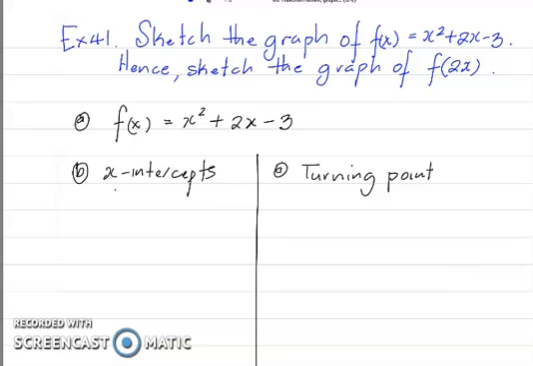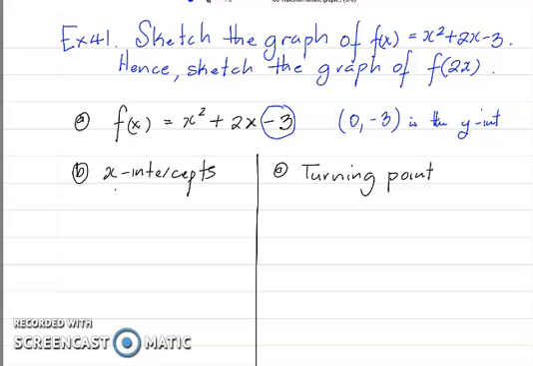So let's start by identifying the y-intercept. Remember, once a function is in this form, the number at the end is the y-intercept. So 0, minus 3 is the y-intercept. This graph is going to cut the y-axis at 0, minus 3. It's going to cut the y-axis at minus 3.